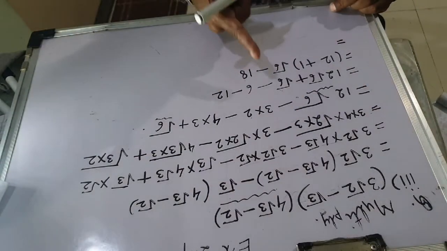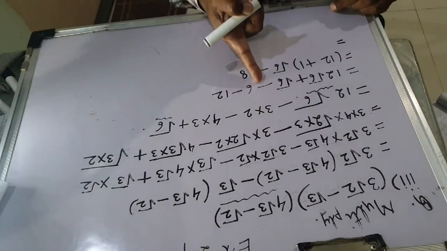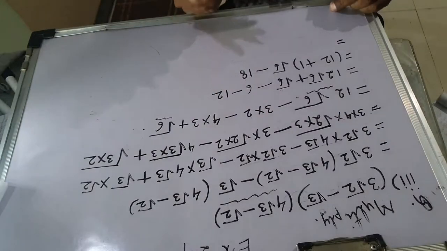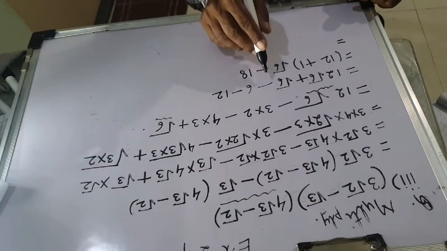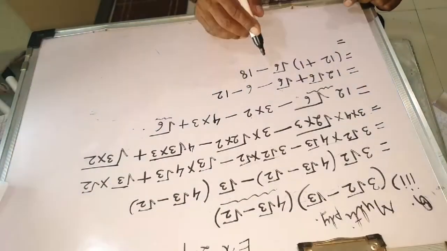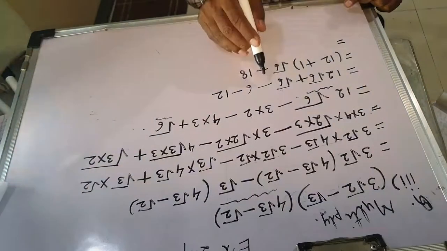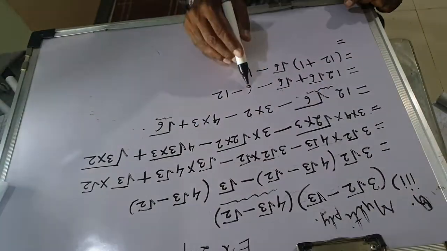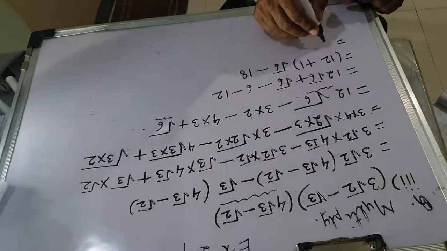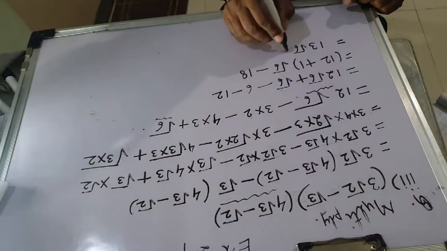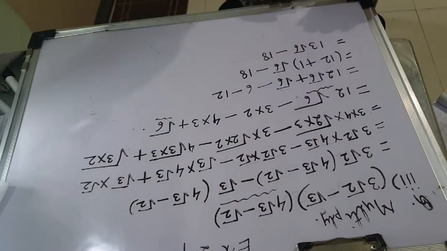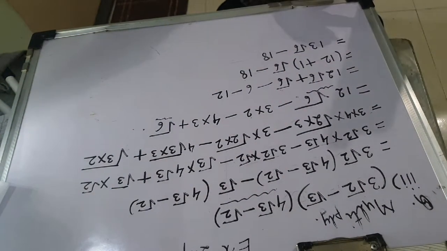In multiplication, if it is minus 6 into minus 12, then minus into minus is plus. But for addition, if it is the same signs, the addition will be with the same sign. That means minus 6 minus 12 is equal to minus 18. So 12 plus 1, 13 root 6 and minus 18. This way, this sum is over. Hope that you have understood this.